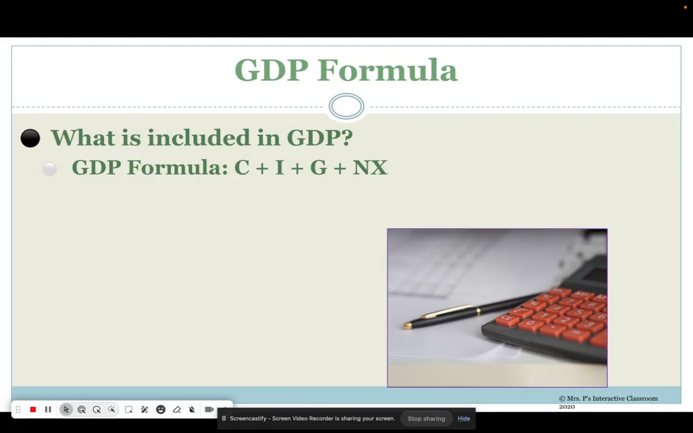All right, GDP formula. Here it is. C plus I plus G plus NX. That's it. That's all you need to know. Get after it. That's your formula.